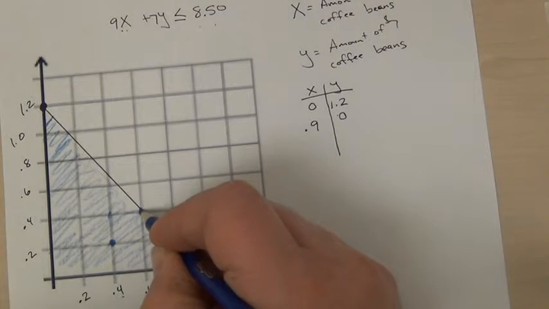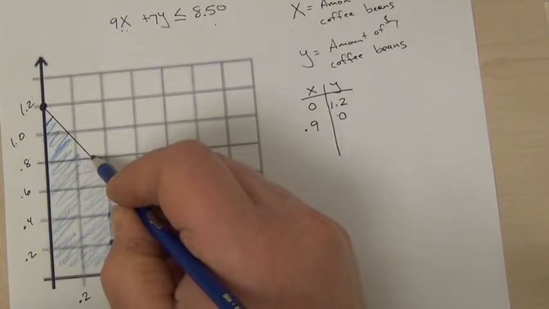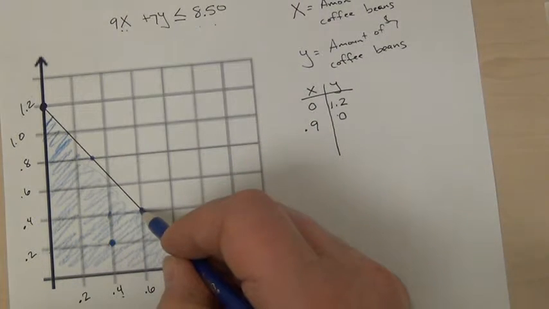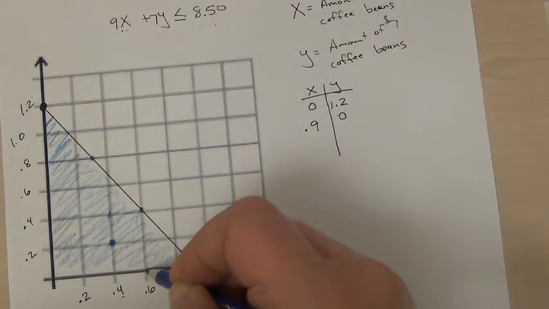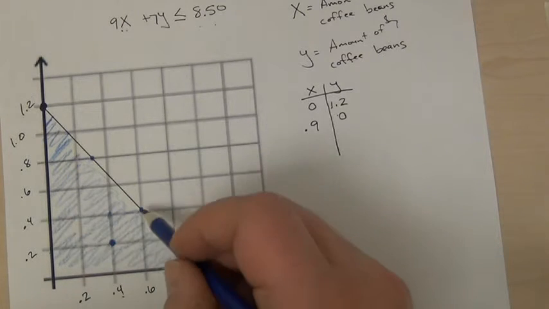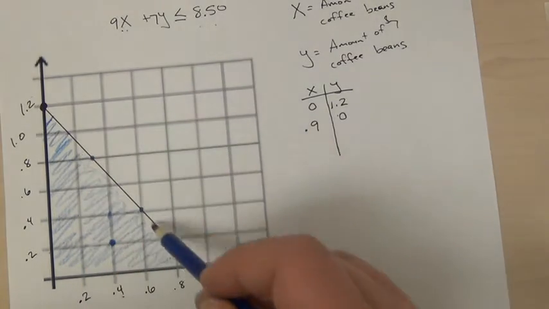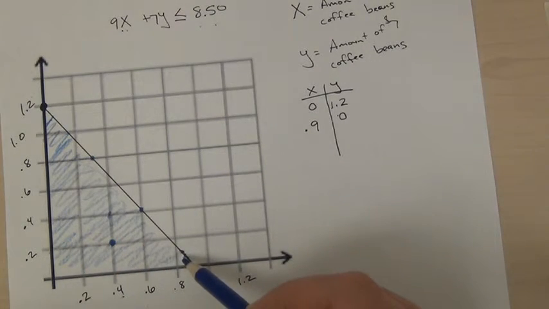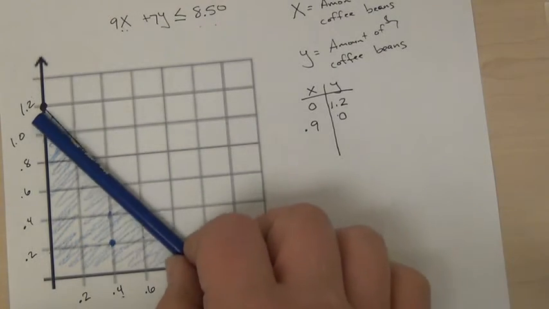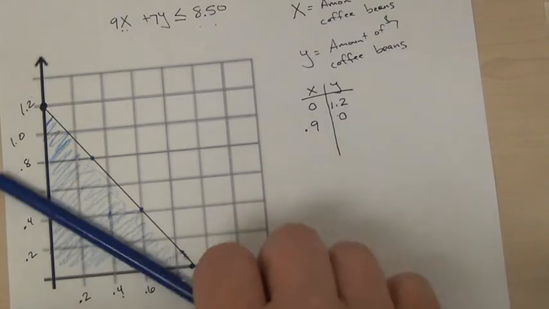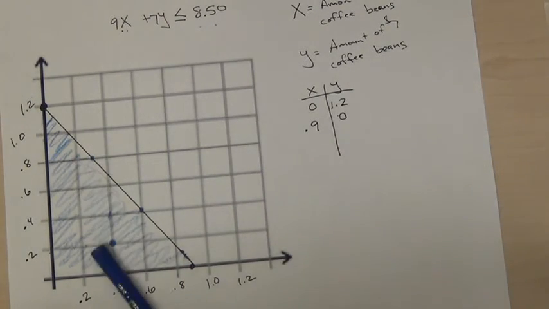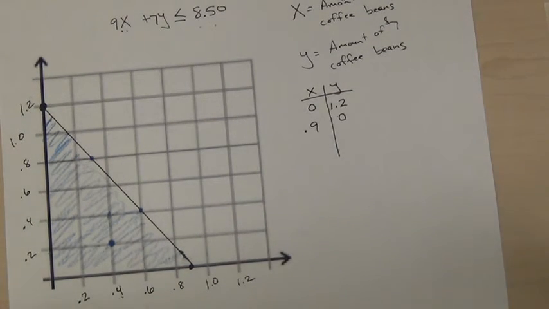Additionally, any point that I picked that would be on the line would represent combinations of $9 pound coffee and $7 pound coffee that would add up to be exactly $8.50. So any point along the line would be where the total cost would be exactly $8.50. Any point I pick below this line but above the x-axis and to the right of the y-axis would be combinations of coffee that cost under $8.50.